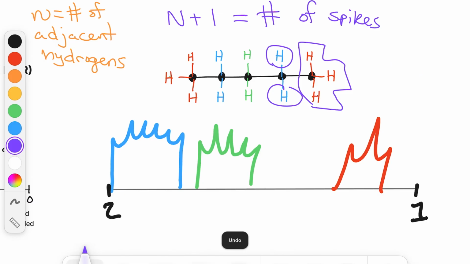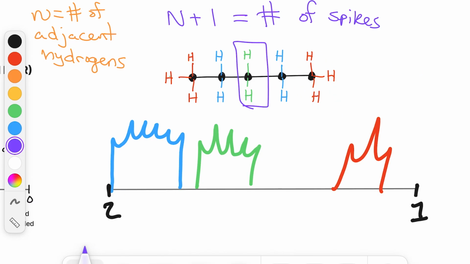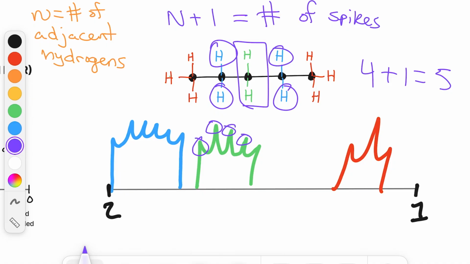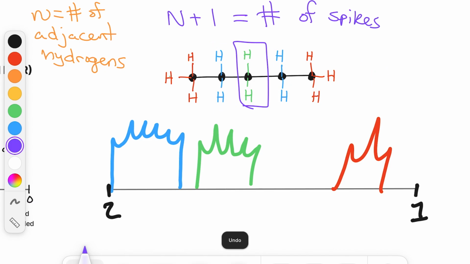Now let's do the green. The green right here has 4 hydrogen neighbors. So that's 4 for the n plus 1, and that is equal to 5, so that's going to be 5 spikes for green. You can do blue on your own. Look at how many neighbors there are and the number of spikes.